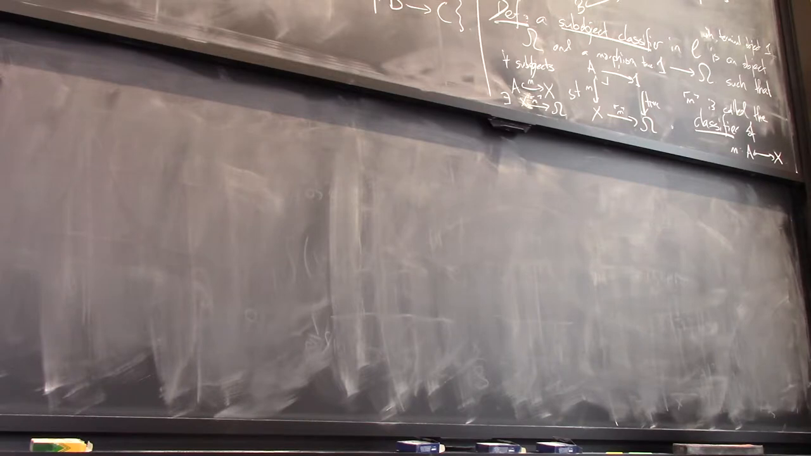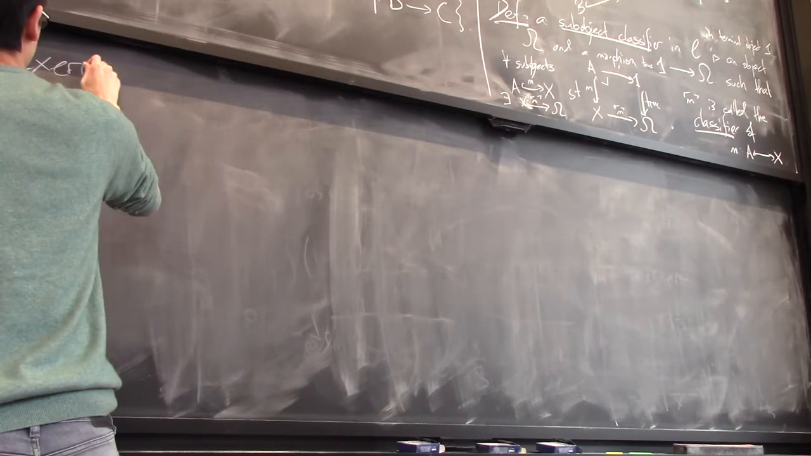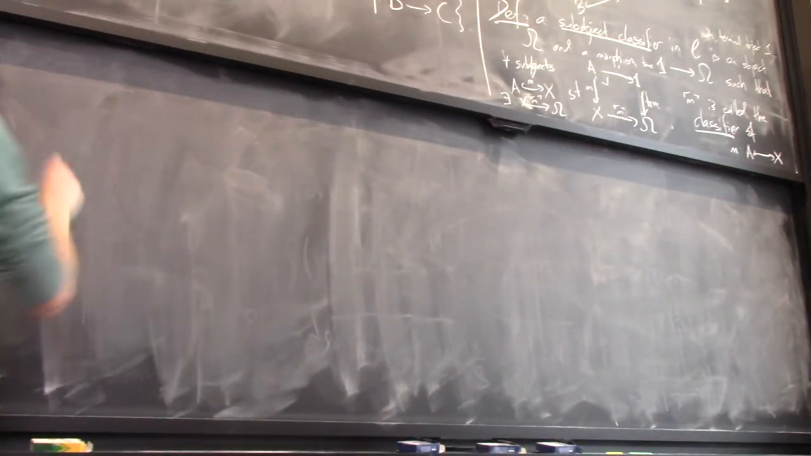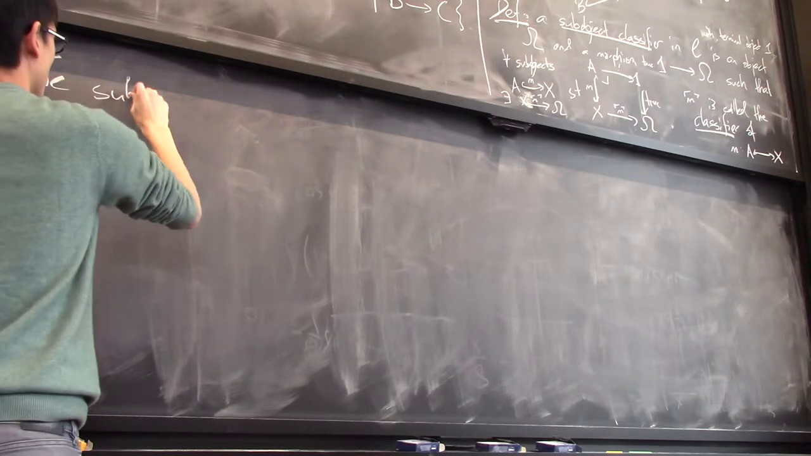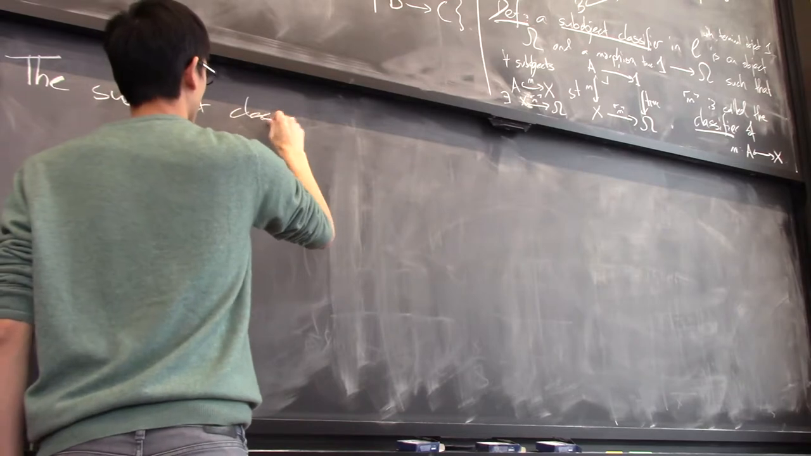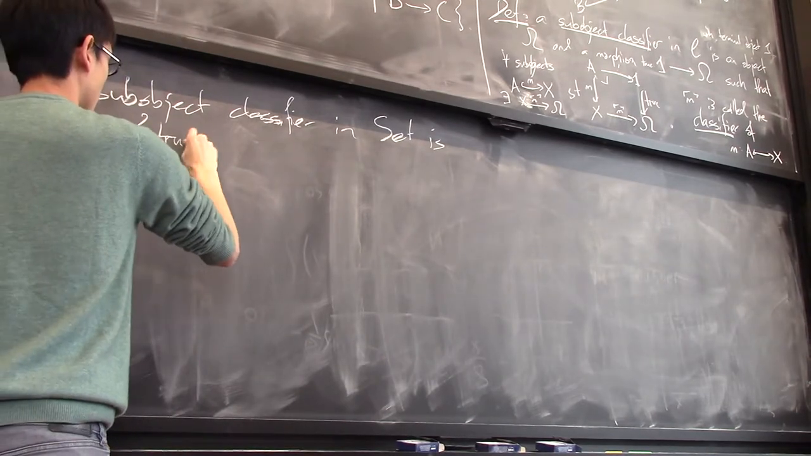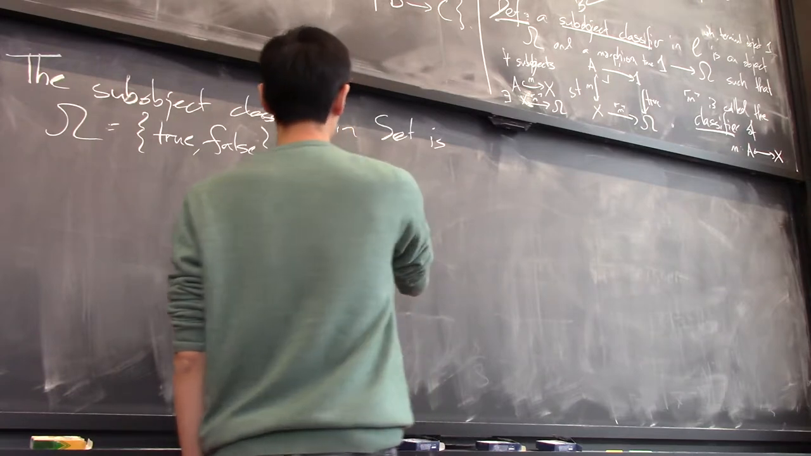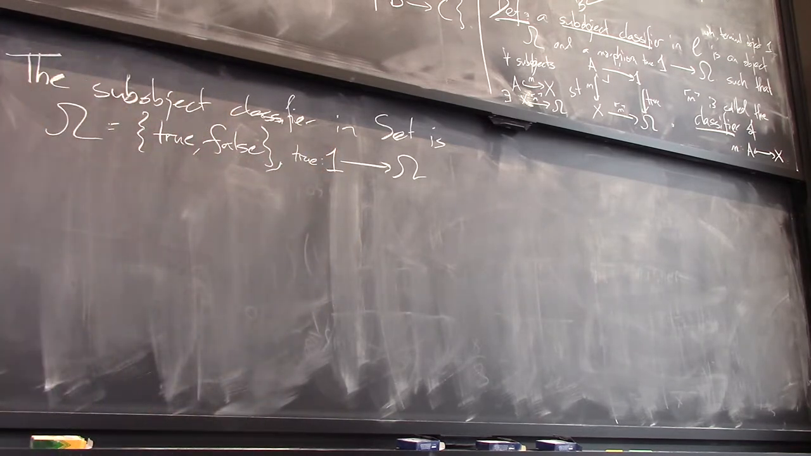Okay, so why do we care about this definition? Let me set another quick exercise. An important fact, since I said Set has the structure of having a sub-object classifier: what is the sub-object classifier in Set? The sub-object classifier in Set is equal to {true, false}. So it's in fact any two-element set, but I've called it like this because there's going to be a map from 1 to omega for true, and it sort of justifies this abuse of notation.